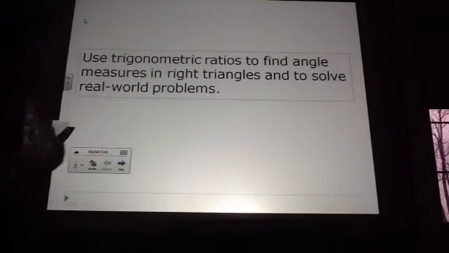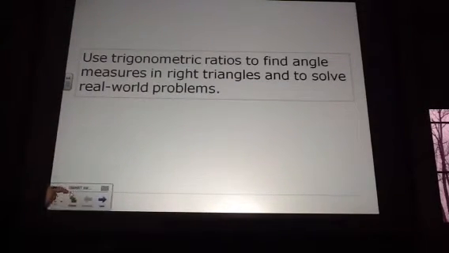Okay, today we're going to do 8-3, and our objectives are to use trig ratios to find angle measures in right triangles and to solve real-world problems.